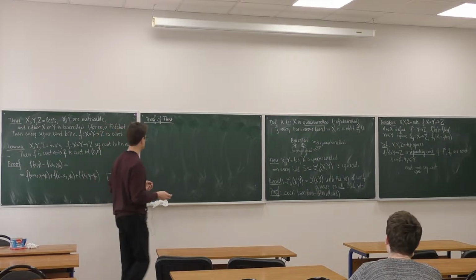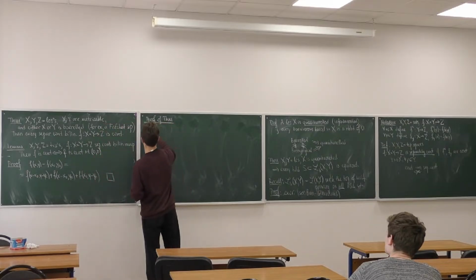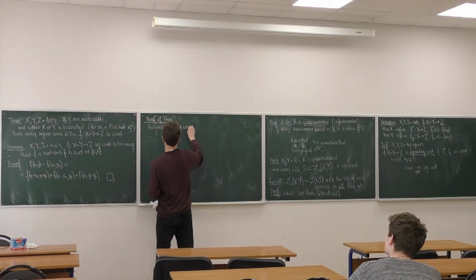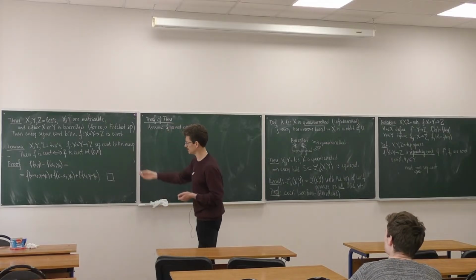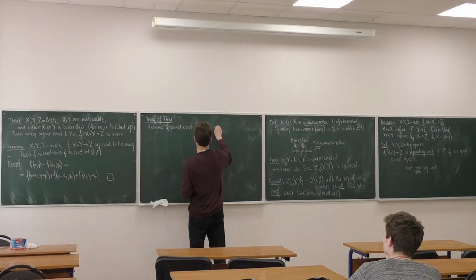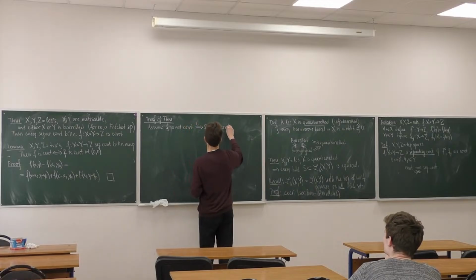Okay, so suppose this is not true. Let's assume that f is not continuous. And using our lemma, we deduce that it is not continuous at 0. f is not continuous at 0.